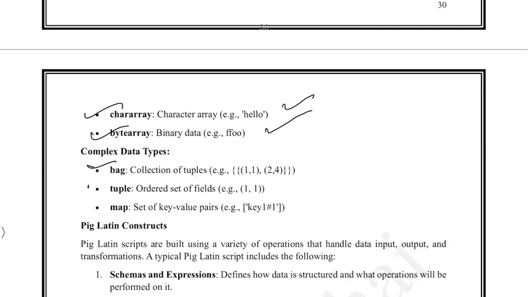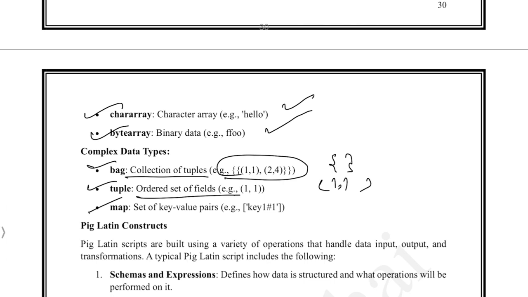Complex is nothing but bag, tuple, and map. A bag is nothing but a collection of tuples, written with curly braces. A tuple is an ordered set of fields, written with round brackets. Then a map is nothing but key value pairs.